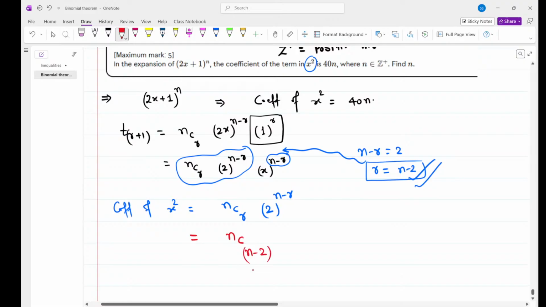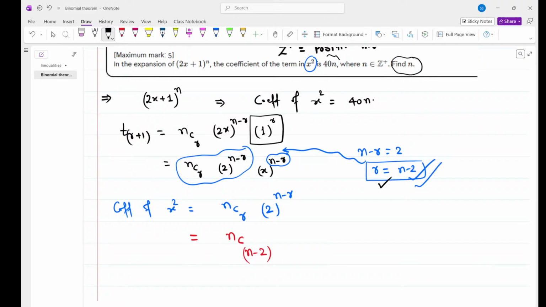Why am I doing this, or how did I think that I should do this? This is the most important thing. You have to think that you have to solve for n, isn't it? So it means I need an equation in which only n should be present. It means one equation, one unknown, and that unknown should be only n.